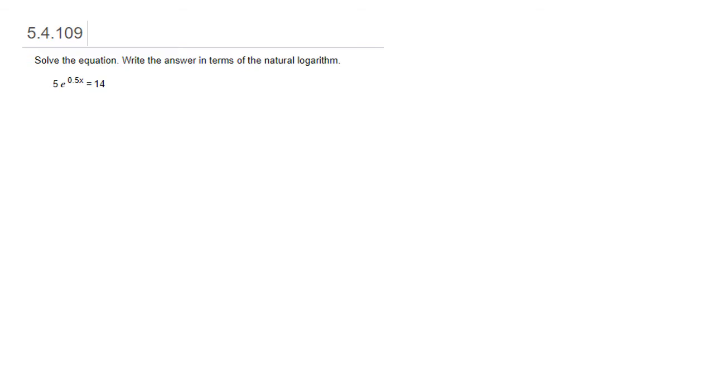So here we have 5 times e to the 0.5x equals 14. There are a couple of ways we could do this, but I can't convert this into a logarithmic expression directly because the left-hand side is not just a base to an exponent. It's being multiplied by 5. So let's get rid of that by dividing by 5. So e to the 1/2 x is equal to 14 over 5.